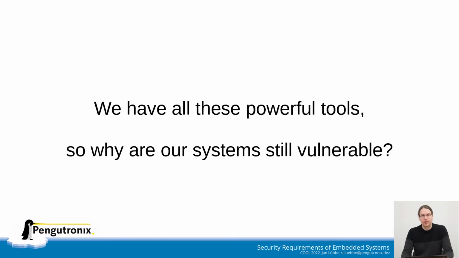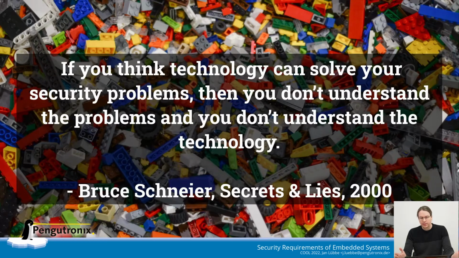So basically, we have all these powerful mechanisms, and they are well established, and we can use them in projects, and they are used. So why are our systems still vulnerable? Why is this still such a large problem? We can think back at this quote from Bruce Schneier in 2002 in his book Secrets and Lies. It's still as true as it was 20 years ago.